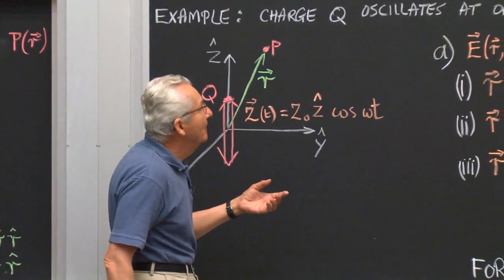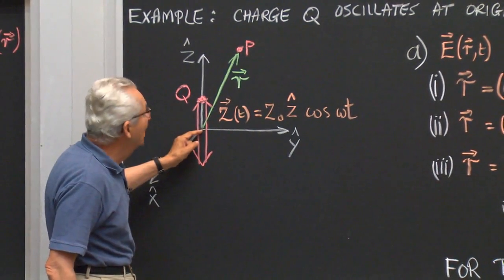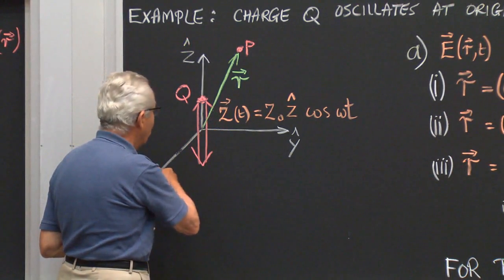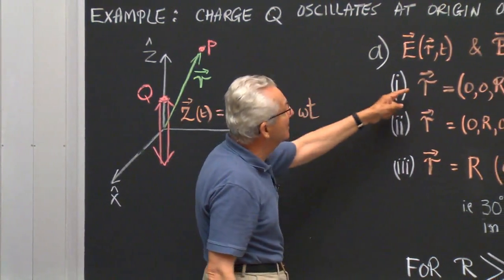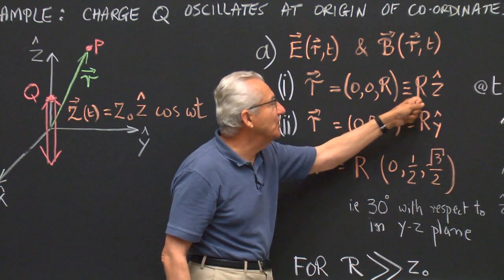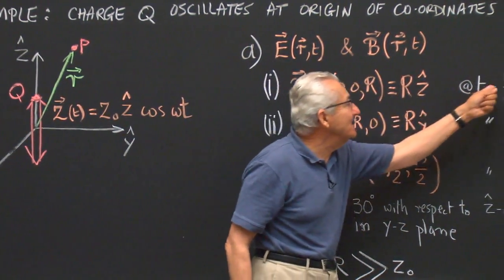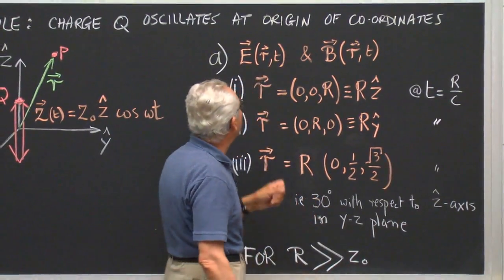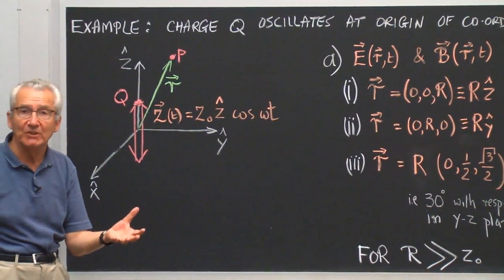So, for example, one place is a distance r along the z-axis, up. So the position where we are interested, where P is, has coordinates 0, 0, r. In other words, it's a distance r along the z-axis. And we are asked, at this time, r divided by c, what is the electric and magnetic field at that location? Okay, that's the first part of the question.